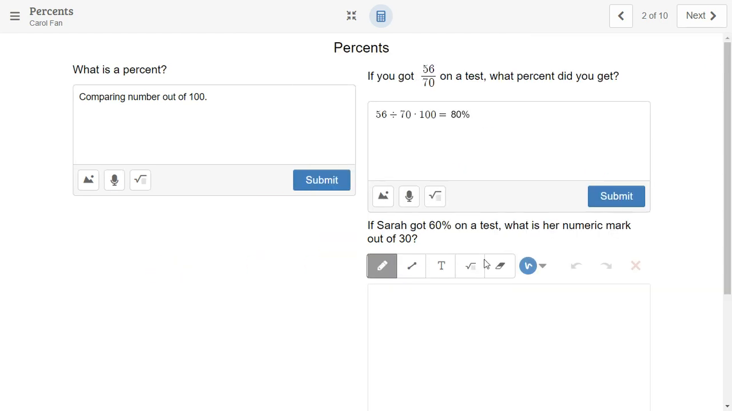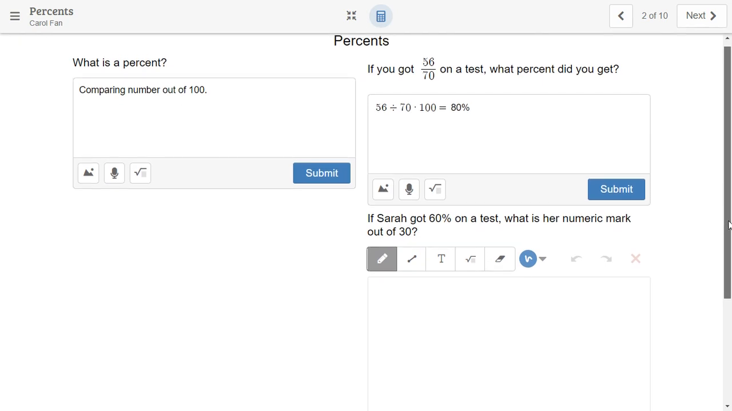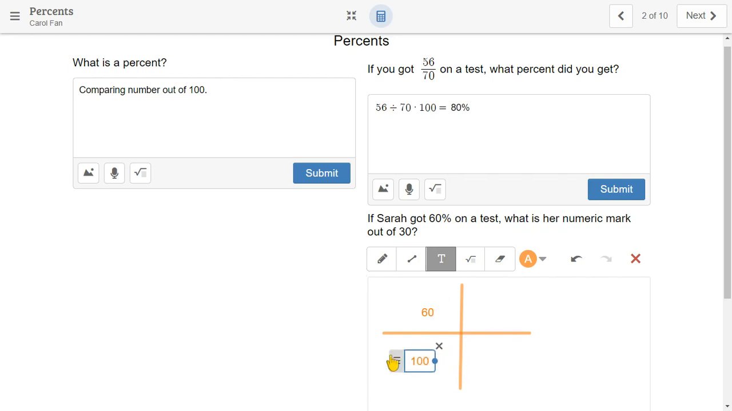What if we had the reverse? Sarah got 60% on a test. What's her numeric mark out of 30? Now, we can use the knowledge that we have on proportions to solve this. So if I create my magic square here, I know that 60% is 60 over 100.